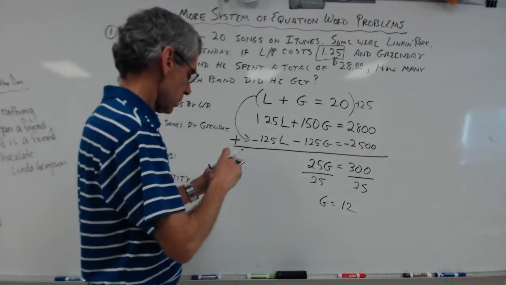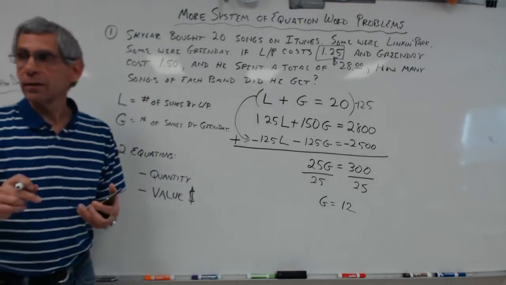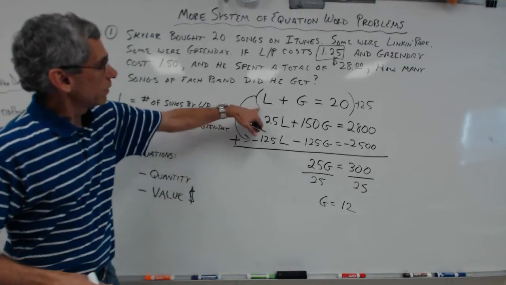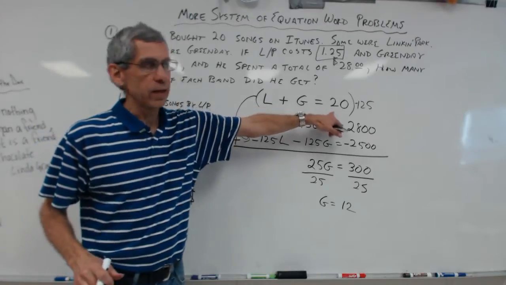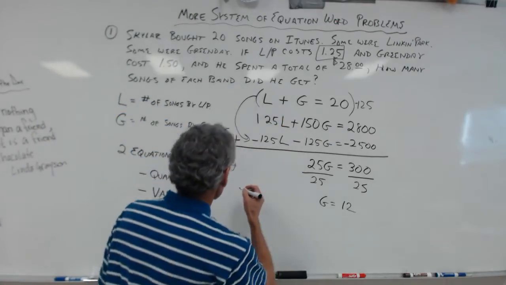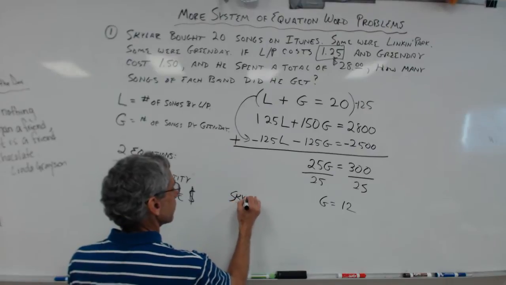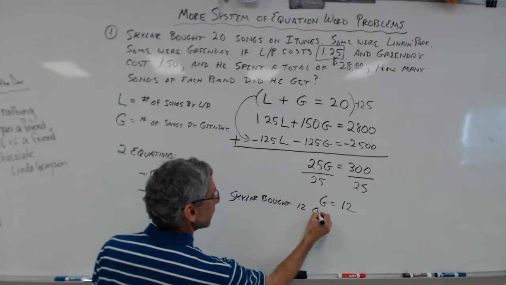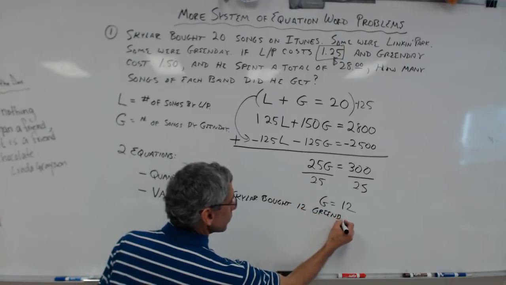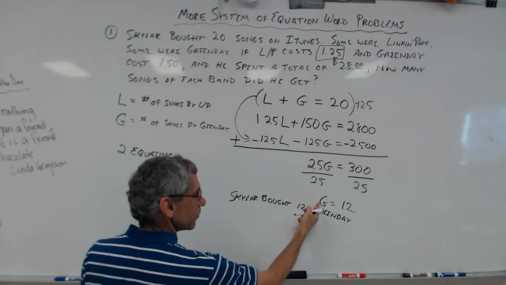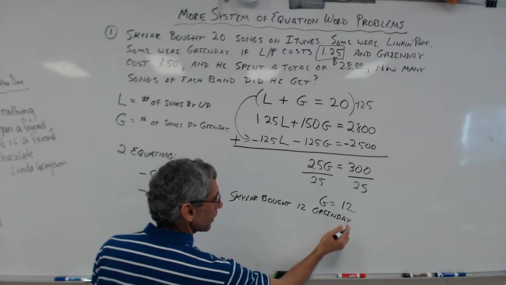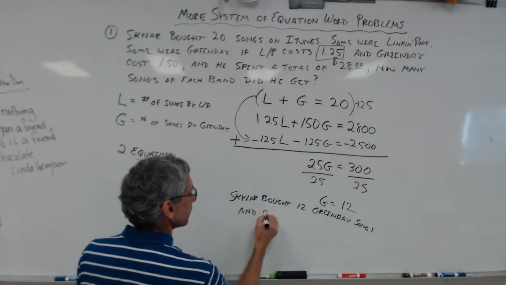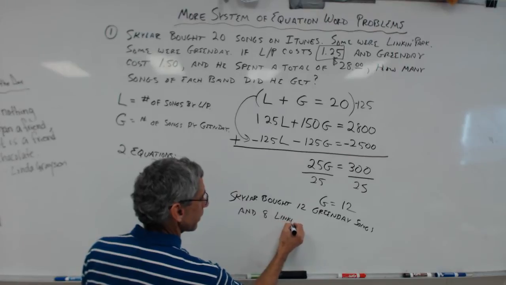12 cents? No, 12 Green Day songs. So that means that there's 8 Linkin Park songs. Skylar bought 12 Green Day songs. So now I just go up here and say 12 plus what is 20? 12 plus 8. So Skylar bought 12 Green Day songs. Do you see why it's helpful to have that as a G instead of an X or a Y? Because you immediately know what it is. Green Day songs, and 8 Linkin Park songs, right?